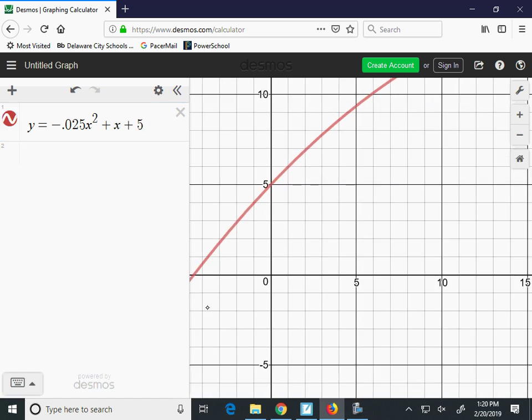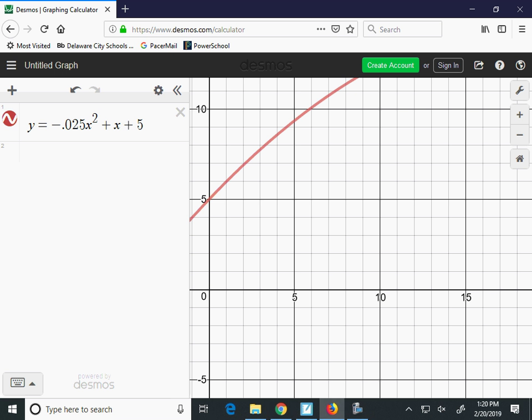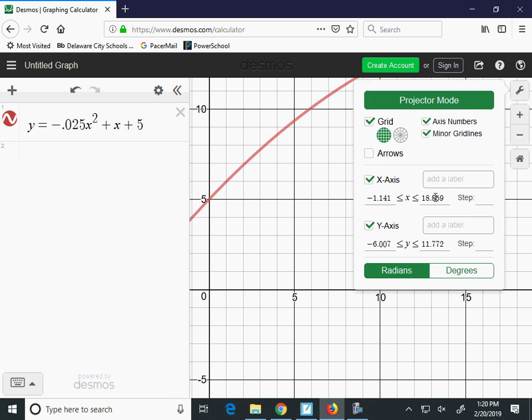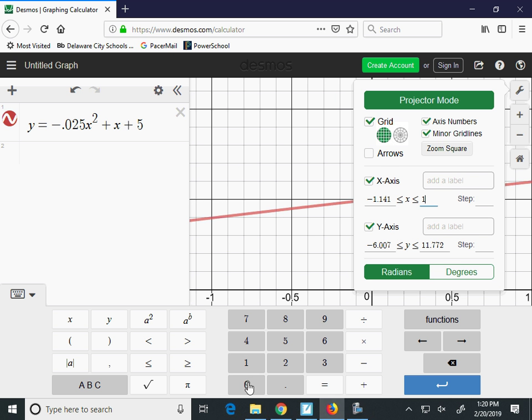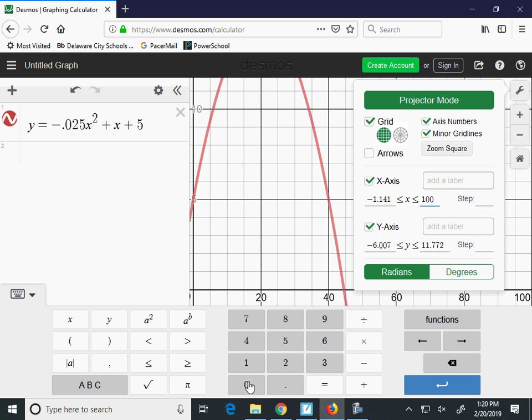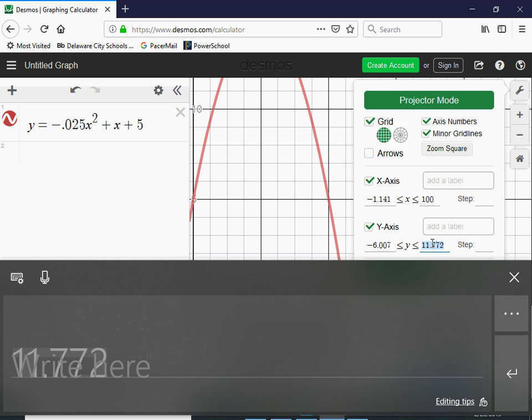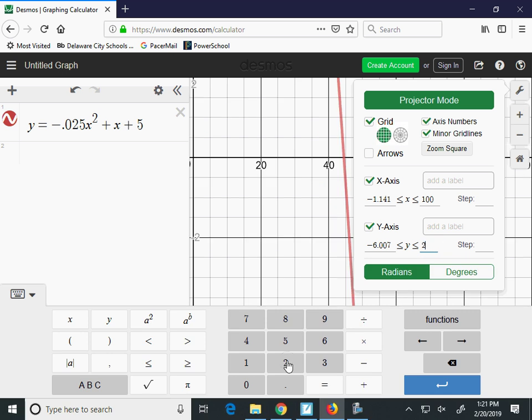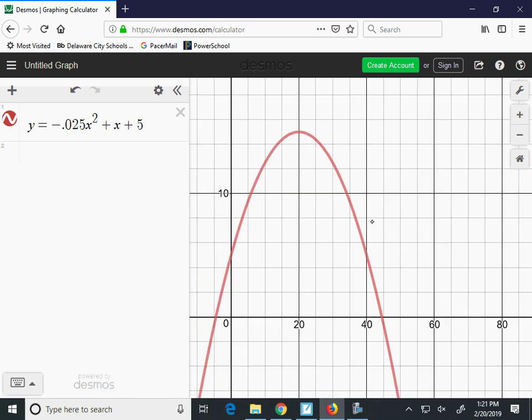Now we need to readjust our window here because I cannot see the maximum yet. So remember, to adjust the window, you hit the wrench in the top corner. And let's make the x value bigger. So let's start with 100. Looks like I can see the whole graph then. And make the y value bigger. I don't know, let's try 20. It looks like that should be enough. Yep, there it is. So there's our path of the football.